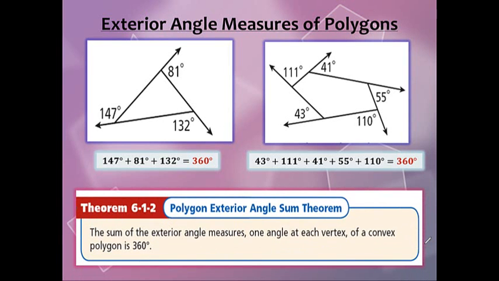And the polygon exterior angle sum theorem tells us that the sum of the exterior angle measures, one exterior angle at each vertex, is going to be 360 degrees. So no matter whether it's a triangle, a pentagon, a 20-gon, whatever it is, if it's a convex polygon, the sum of the exterior angles will always be 360 degrees. Let's use that in a couple of examples.